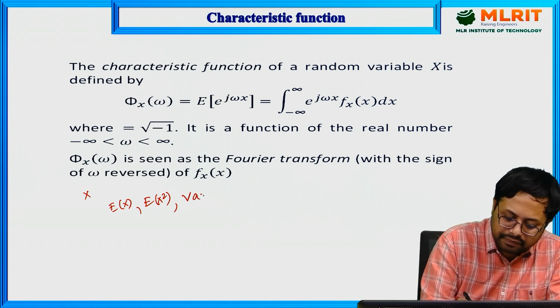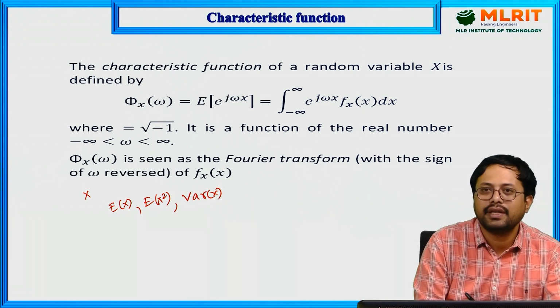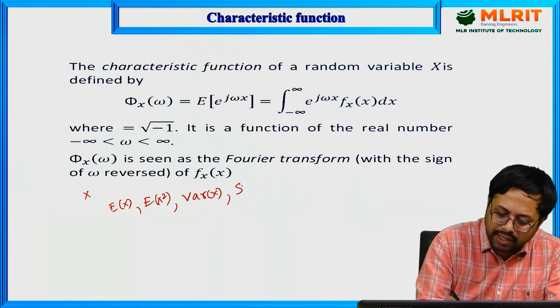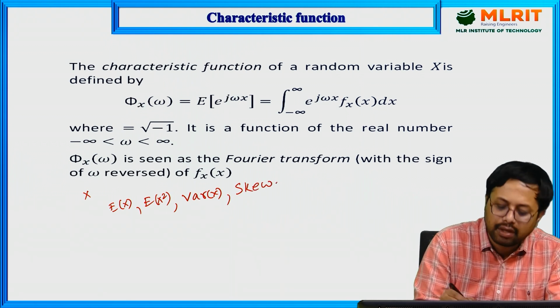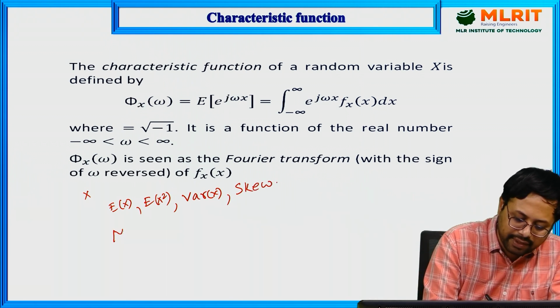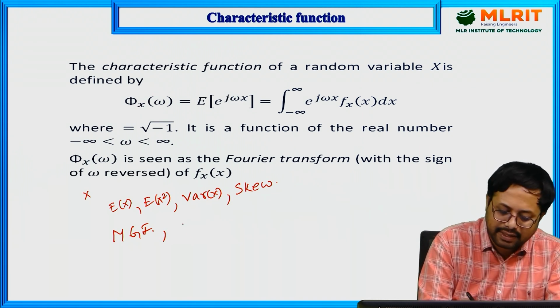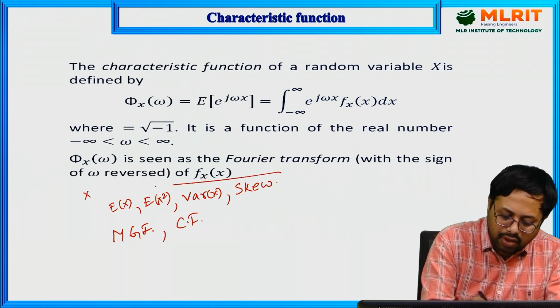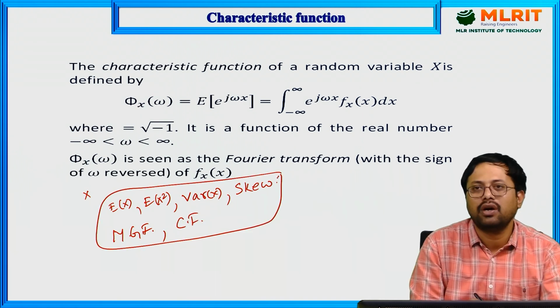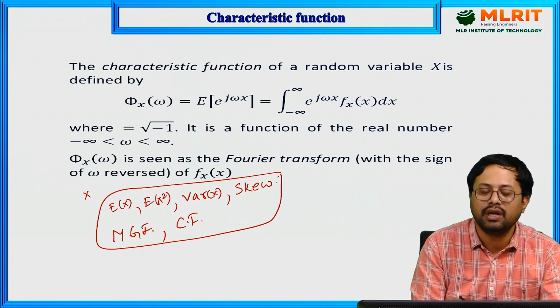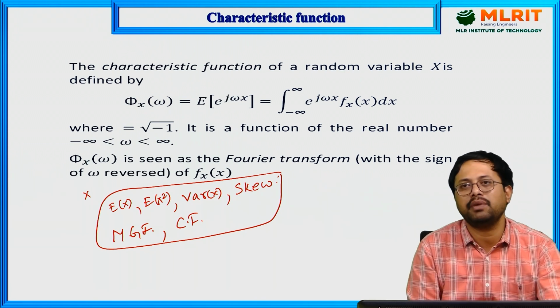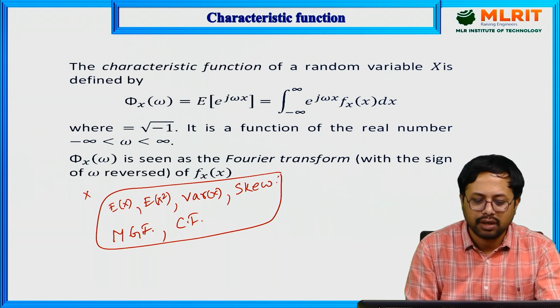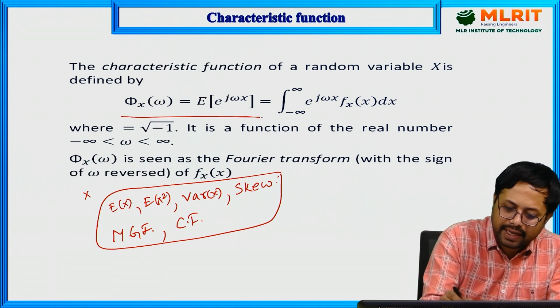variance, next skew, next the moment generating function, and next the characteristic function. All these are different parameters, and all of them are useful for understanding the behavior of any particular random variable. This is the definition of the characteristic function.